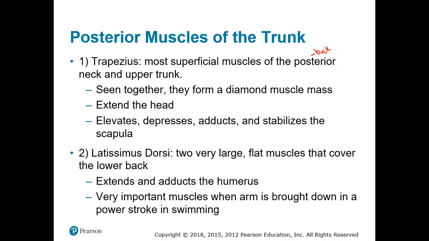The next one is your latissimus dorsi. These are two very large flat muscles that cover a majority of your back, and they go up to your lower back. The whole point of your latissimus dorsi is to extend and adduct the humerus. This is also a very important muscle when the arm is brought down in a power stroke whenever you're swimming.